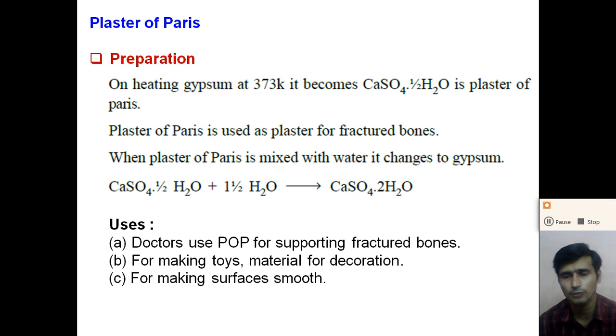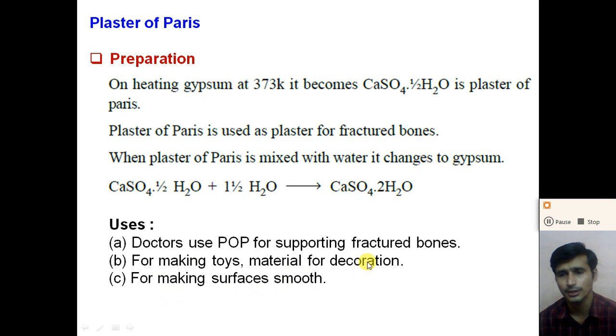So what is the use of plaster of Paris? You know that doctors use plaster of Paris for supporting fractured bones, right? For making toys, materials, and for decoration, we use plaster of Paris. For making a surface smooth, we also use plaster of Paris.